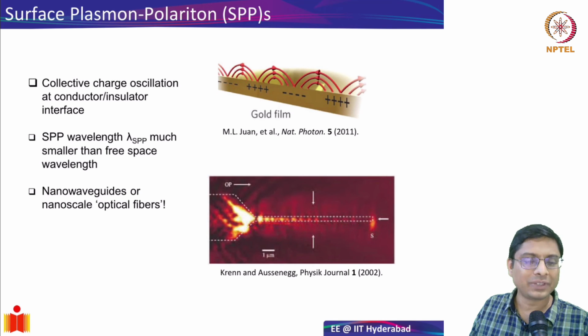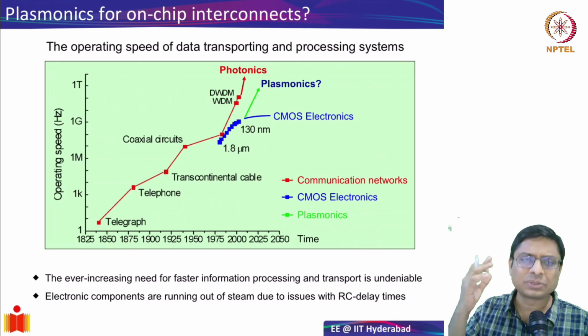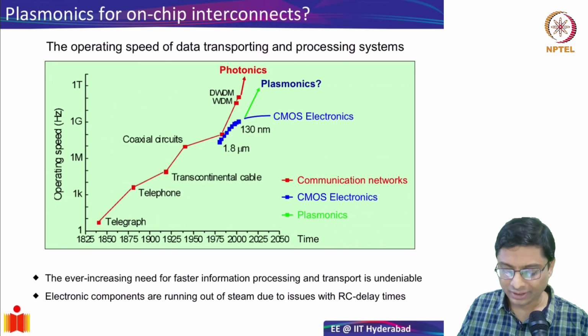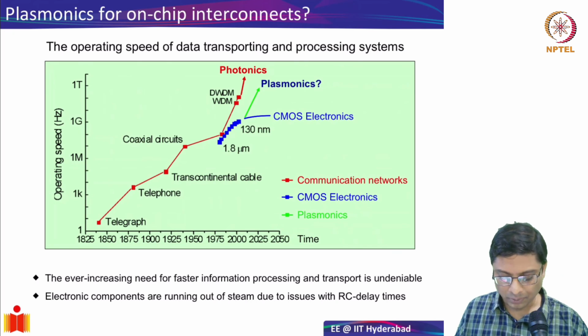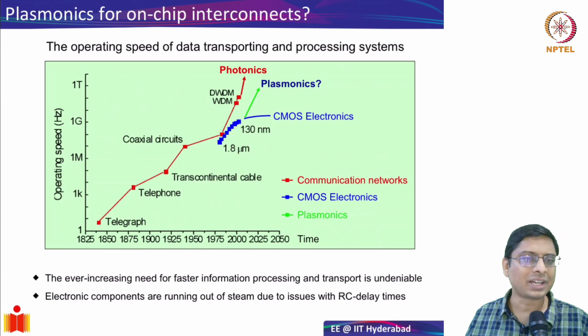The benefit is that it can be very, very small in size. The drawback is that it can't propagate information over long distances. So, basically, this is one of the technologies that's been proposed as a possibility for on-chip interconnects. Because if you have regular dielectric systems, like an optical fiber, I can make it very small, but if I make an optical fiber very small, the loss starts increasing.